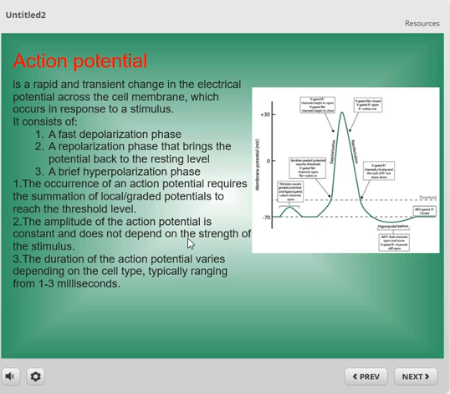You must know the occurrence of an action potential requires the summation of local or graded potentials to reach the threshold level. The amplitude of the action potential is constant and does not depend on the strength of the stimulus, and the duration of the action potential varies depending on the cell type, typically ranging from 1 to 3 milliseconds.